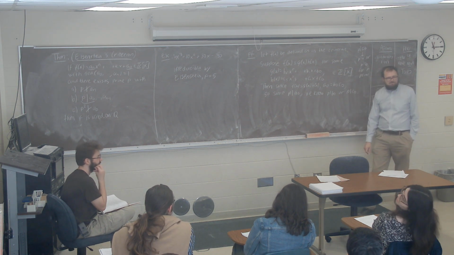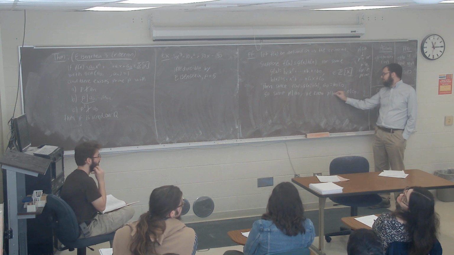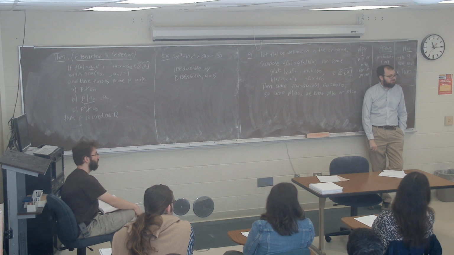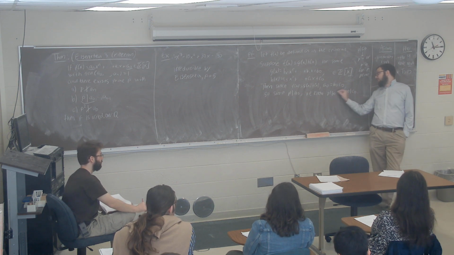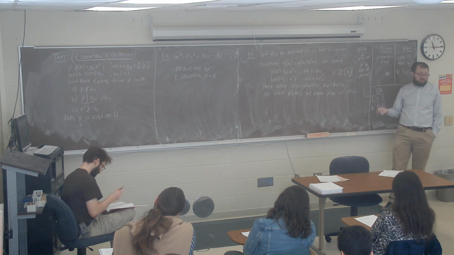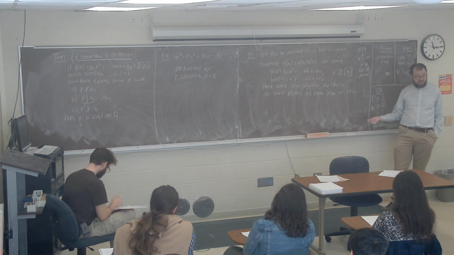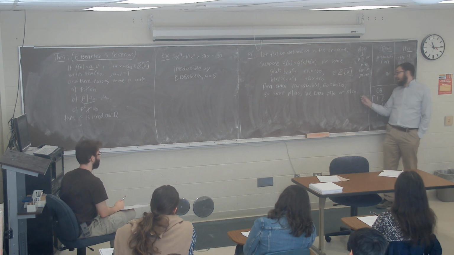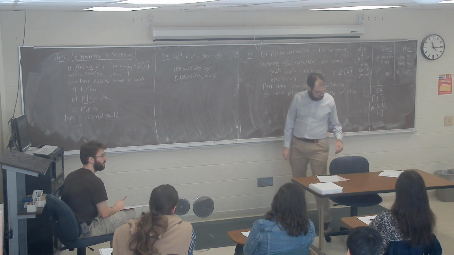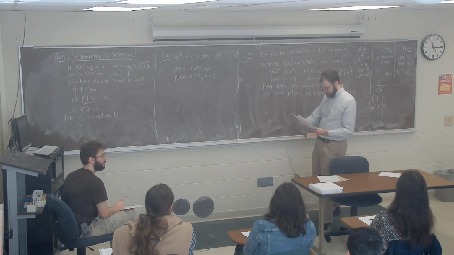Question: can p divide both b naught and c naught? No, because p squared does not divide a naught. If p divided both b naught and c naught, we would get that p squared has to divide the product of the two, a naught, which we know is not the case. So p can only divide one of these two things.